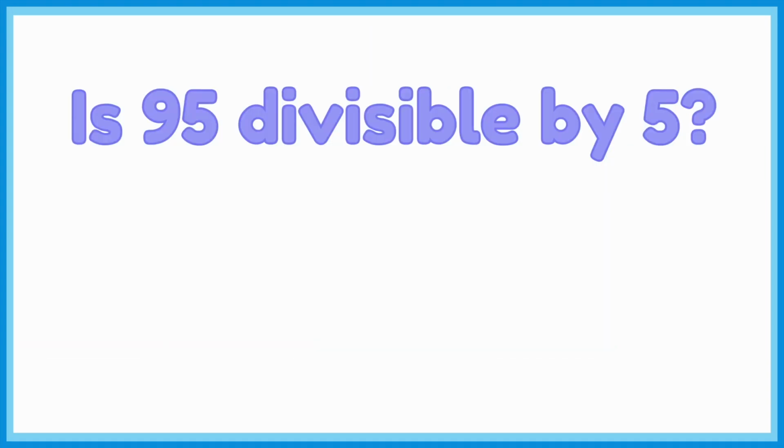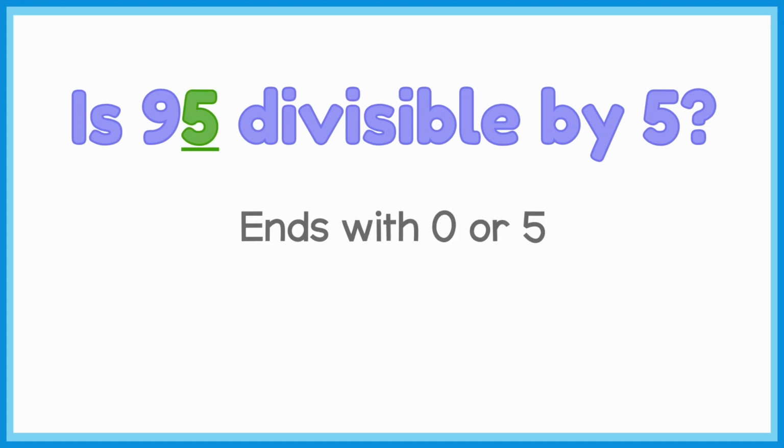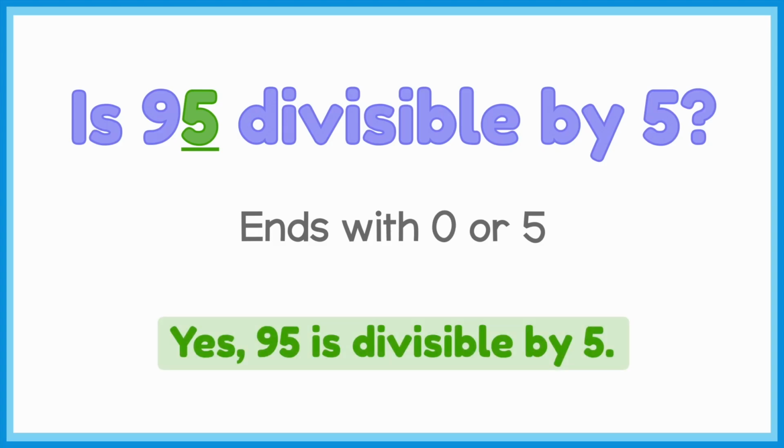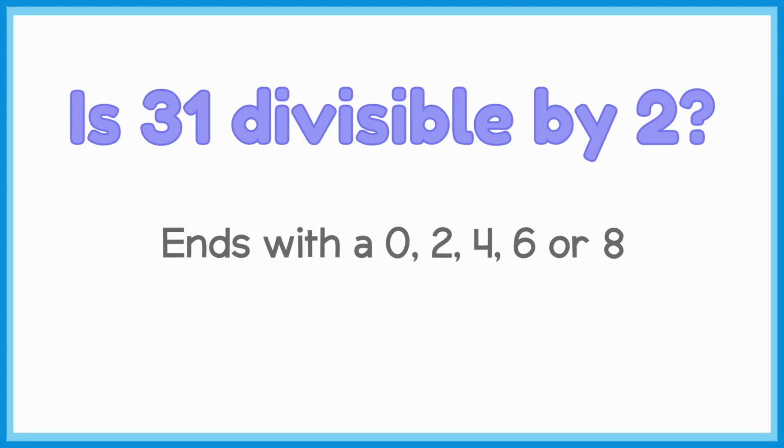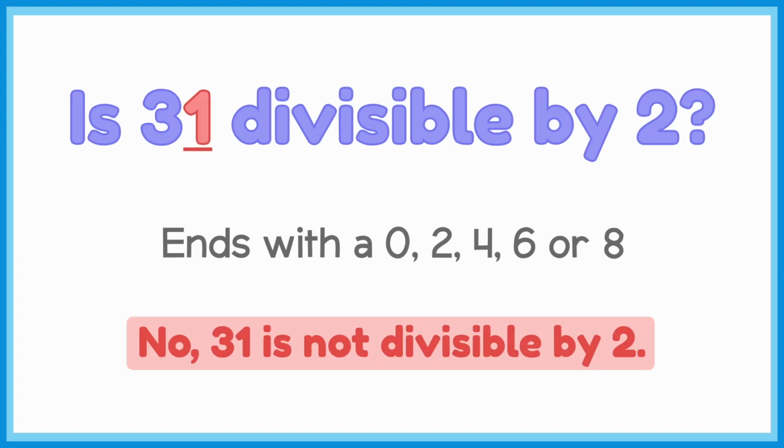Let's try it. Is 95 divisible by 5? First, let's think about the divisibility rule for 5. We know that a number can be divided evenly by 5 when it ends with a 0 or 5. 95 has a 5 in the ones place, so yes, 95 is divisible by 5. Nice! Let's try another. Is 31 divisible by 2? Let's see. We know that a number must end with a 0, 2, 4, 6, or 8 in order to be divided evenly by 2. 31 has a 1 in the ones place, so this means no, 31 is not divisible by 2.